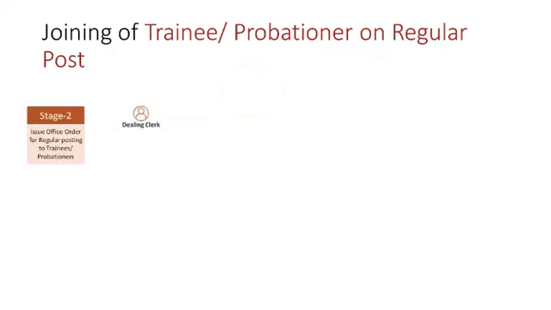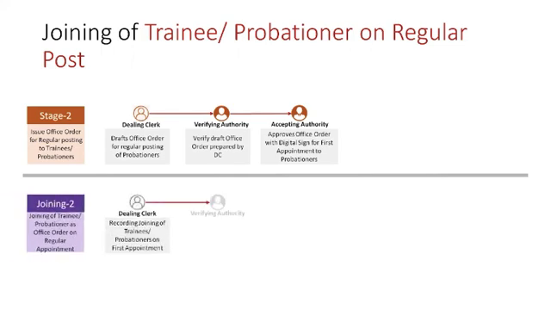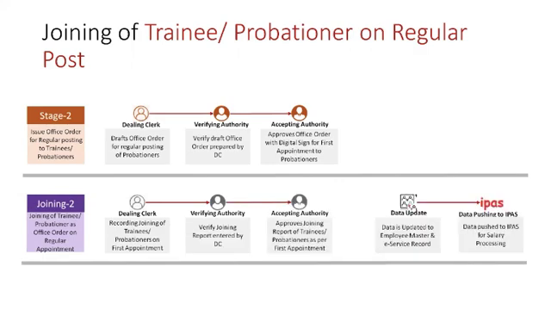After training, regular posting is to be done. Again, that same 3-stage procedure, DC, VA, A. The person reports after training, and if successful, his regular posting order is issued, and that posting order is to be issued by the 3-stage procedure. And when he joins at the place of posting, that is again to be updated, and once that joining date is updated, the data in HRMS and iPass both is updated.